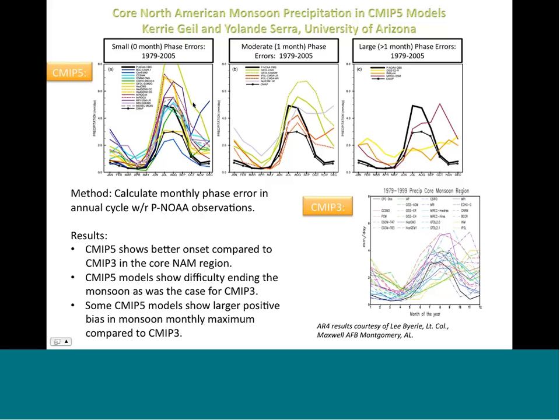But it has difficulty in ending the monsoon. It should be dropping down in September, October, but a lot of these models carry on precipitating through the winter, and this is something that we saw in CMIP3 as well. And also there's a few models that have considerably higher positive biases in the overall maximum monsoon precipitation that we didn't see so much in CMIP3. So something's better, something's worse with particular models.